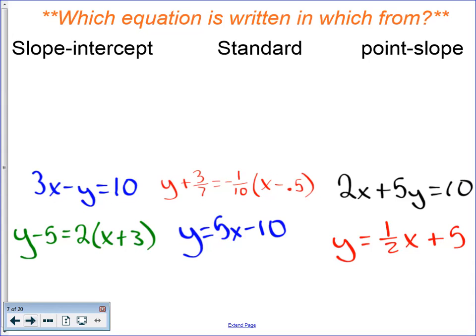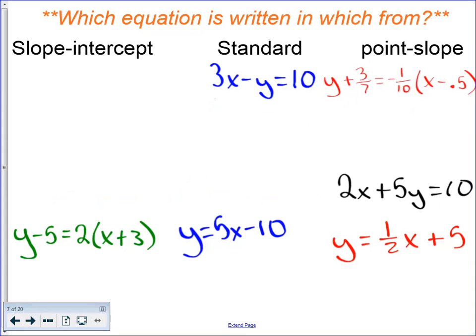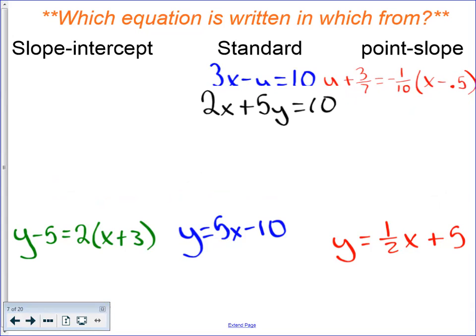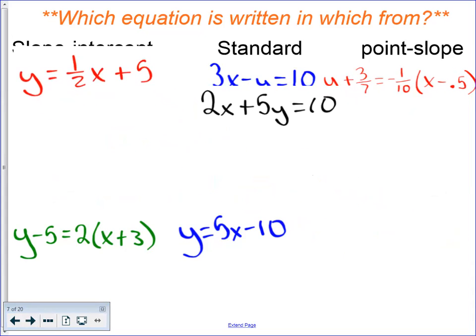All right, so let's see here. 3x minus y equals 10. You should have put that in standard form. y plus 3/7 equals -1/10 x minus 0.5. That one is going to go in point slope. 2x plus 5y equals 10. That's going to go in standard. y equals 1/2 x plus 5. That's going to go slope intercept.